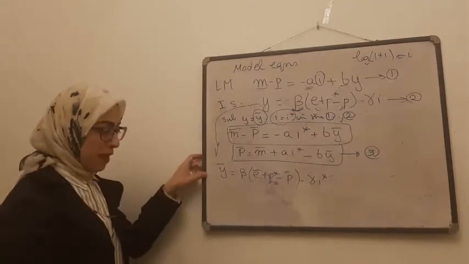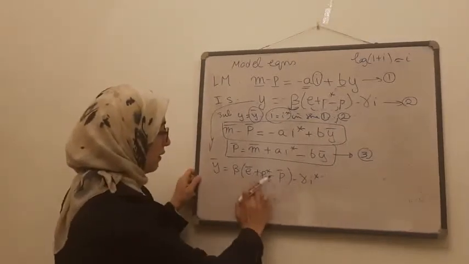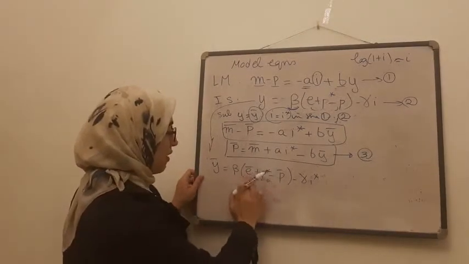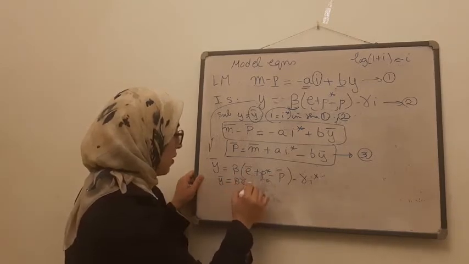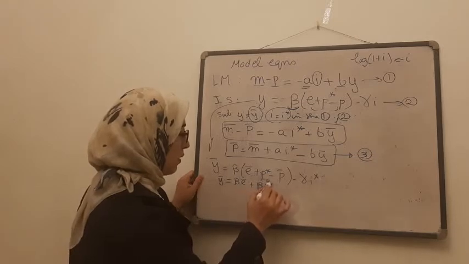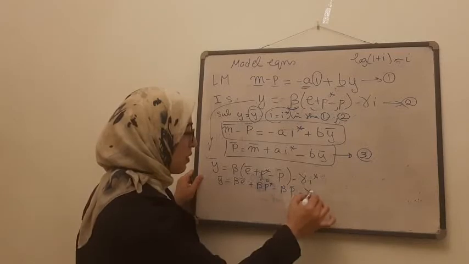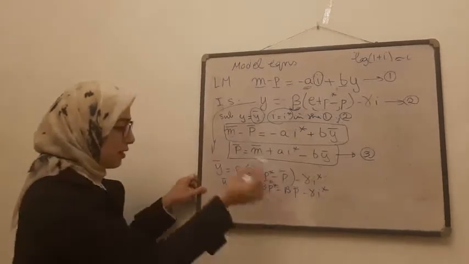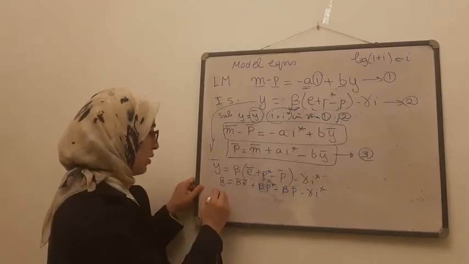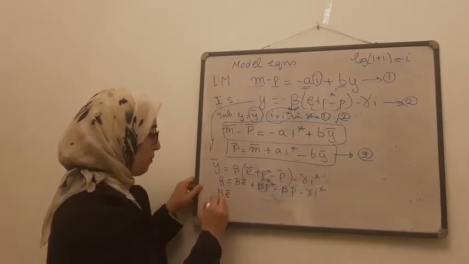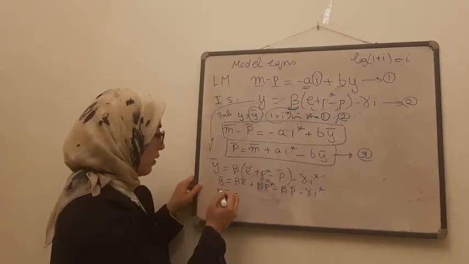Okay, now we will multiply beta by the different terms. Y bar is beta E bar plus beta P star minus beta P bar minus gamma I star. And then I will rearrange again to get E bar on one side. So I would leave beta E bar on the right hand side and move all of the rest to the left hand side.